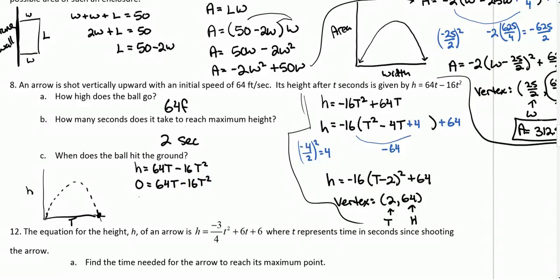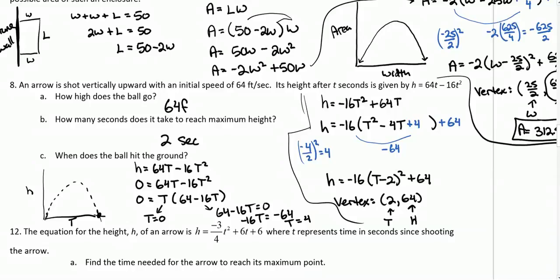I'm going to try to solve this by factoring. It's enough to just factor out a t. We could have factored out 16 or negative 16 as well, but this will work. And so we end up with either t is 0 or 64 minus 16t is going to equal 0. Solve the second one. We get negative 16t is negative 64. Divide by negative 16 and you get t is 4 seconds.